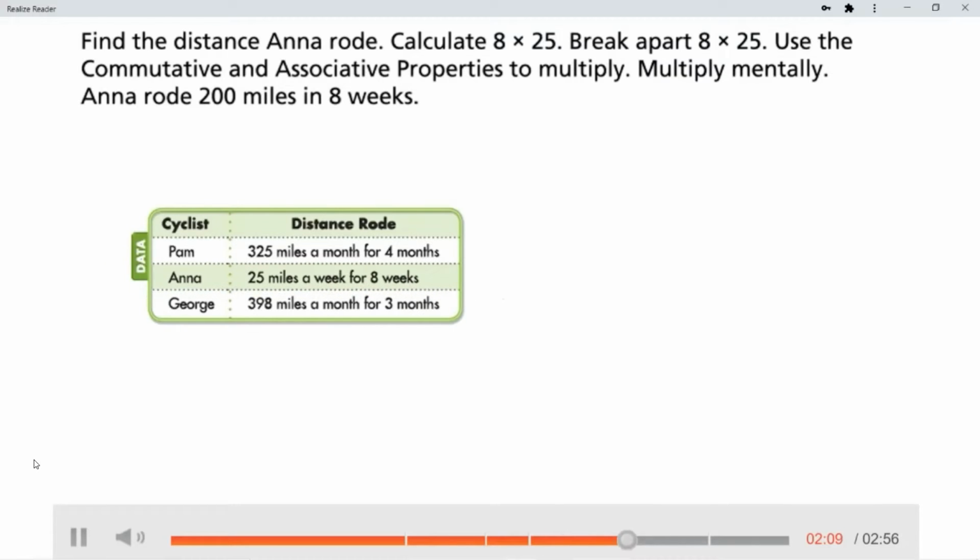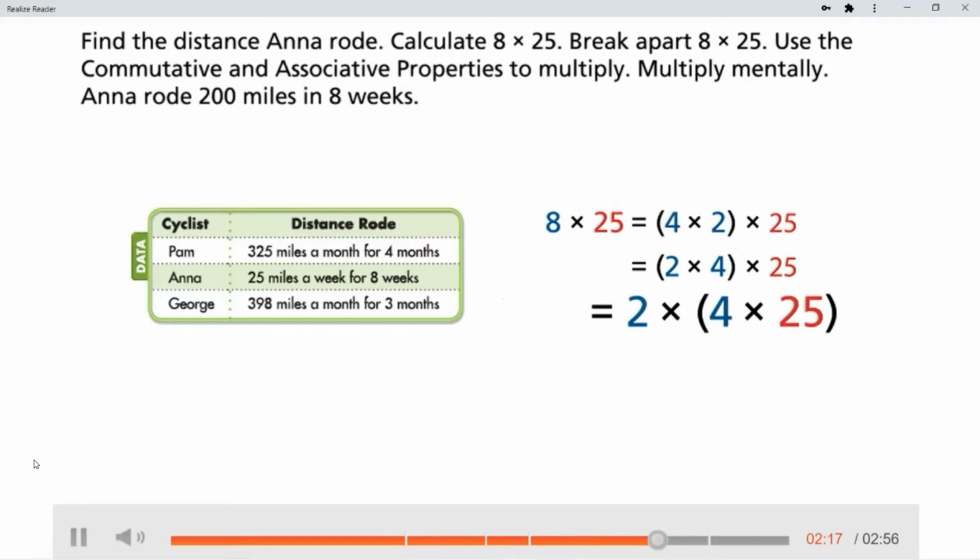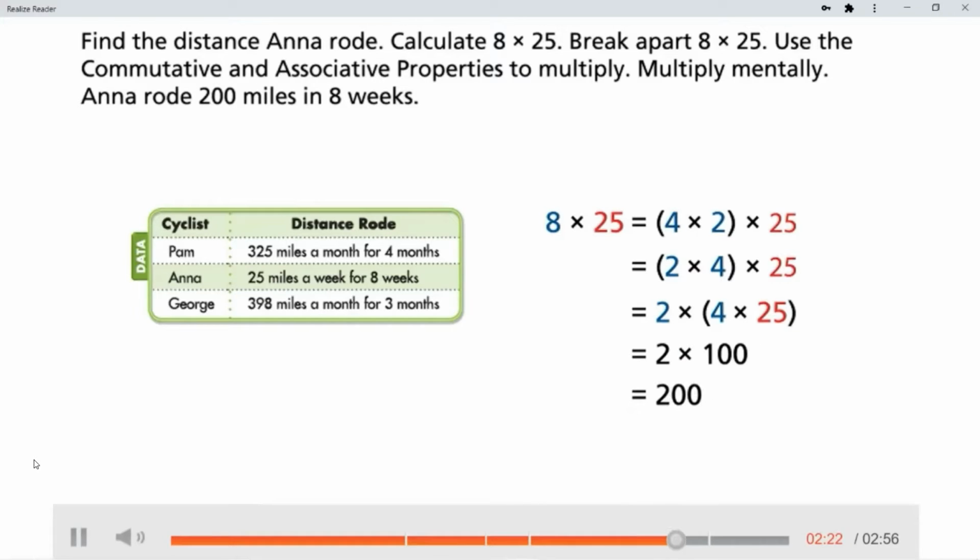Find the distance Anna rode. Calculate 8 times 25. Break apart 8 times 25. Use the commutative and associative properties to multiply. Multiply mentally. Anna rode 200 miles in 8 weeks.